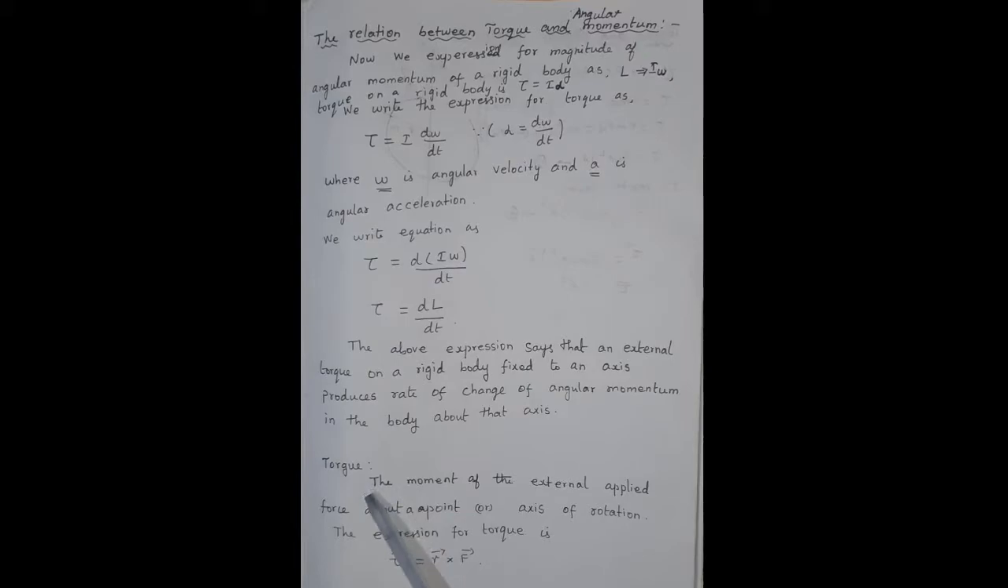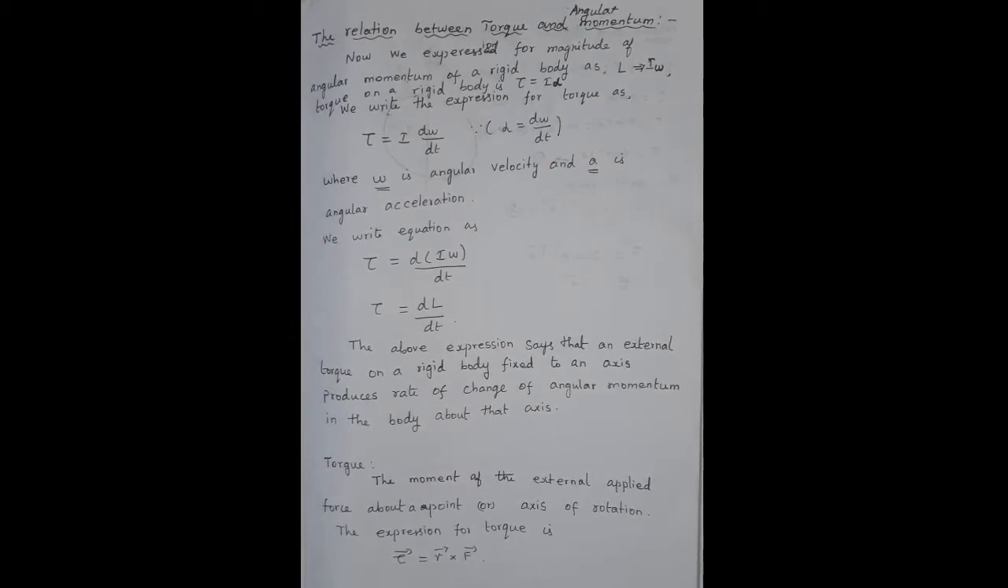Next one, definition of torque. The moment of the external applied force about a point or axis of rotation. The expression for torque is tau vector is equal to r vector cross F vector.